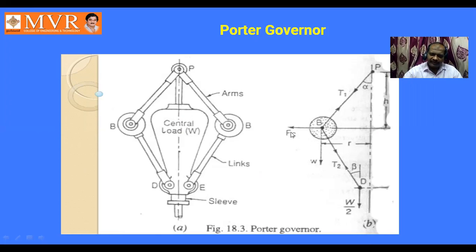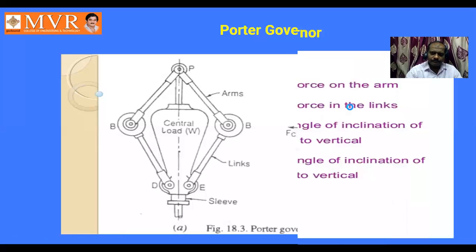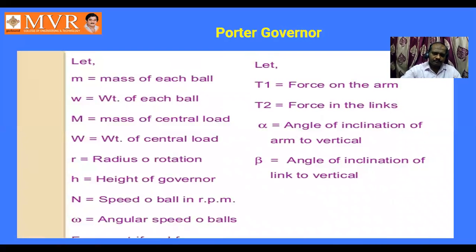Capital W is the sleeve weight, taken as half. H is the height of the governor. Alpha is the suspended angle here. T1 is the tension in the arms. T2 is the tension in the bottom links, that is from B to D. B to P is the T1 tension. These are the parameters. If you observe, M is the mass of each ball.